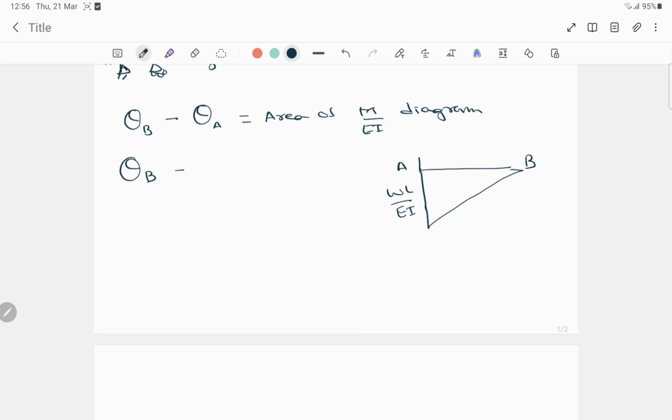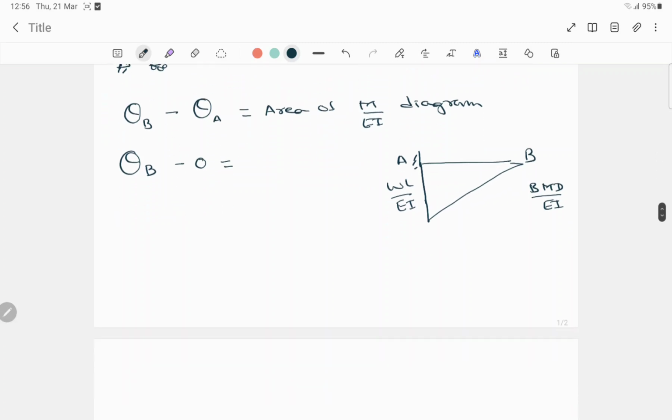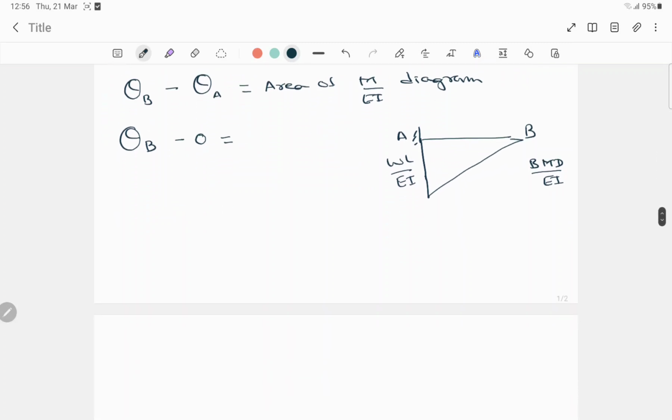At point A it was fixed, right? So for the fixed support, slope will always be 0. So here this term will be 0, is equal to the area of the M by EI diagram, the BMD by EI diagram. Now to find the area, this is a triangle, right? So what will be the formula for finding the area? That is half into H into L.